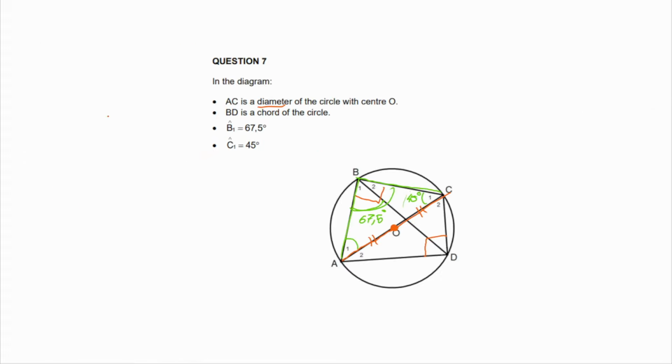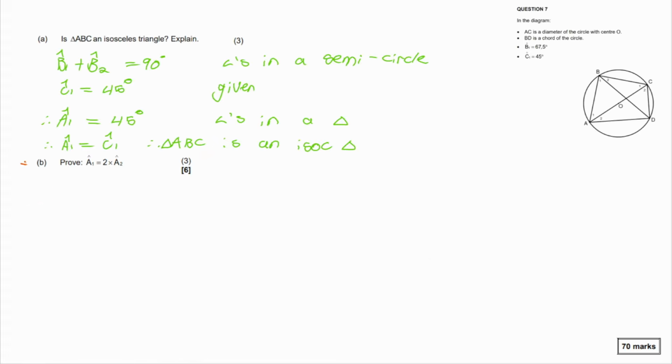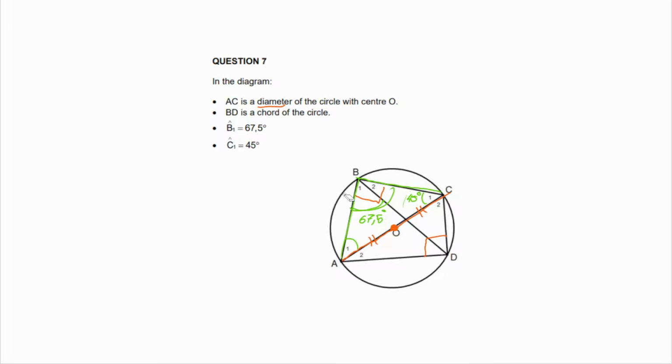Okay, cool. So we have that, and now for the final question for this problem, this final sub question B, we need to prove that A1 is double A2. Okay, so this kind of looks like angle at centre is 2 times angle at circumference. It could possibly be like that, but let us have a look. So here's A1 and here's A2. So we need to be looking at these two.